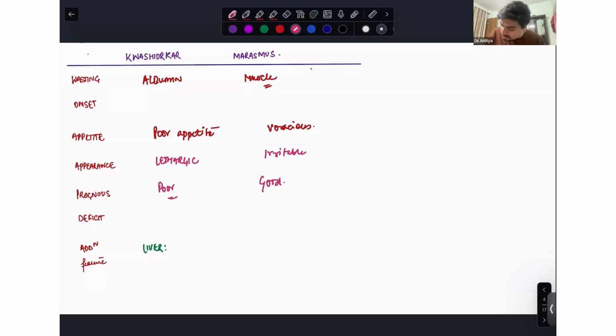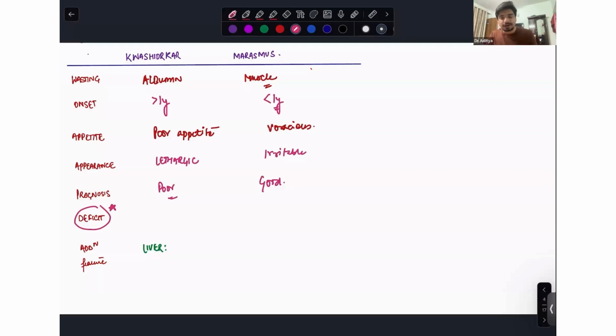As far as onset is concerned, Kwashiorkor is usually seen in children more than 1 year. This is a fact that you have to remember. Some small facts: marasmus is typically seen in children less than 1 year. As far as deficit is concerned, I'm telling you this because a lot of the times examiners are old. They have not updated their concept and they might ask you a question from an old concept.